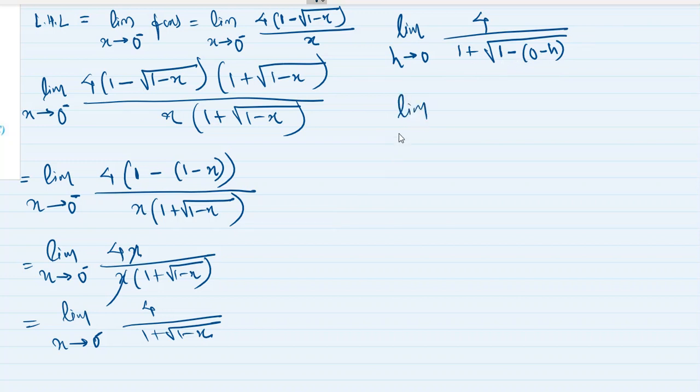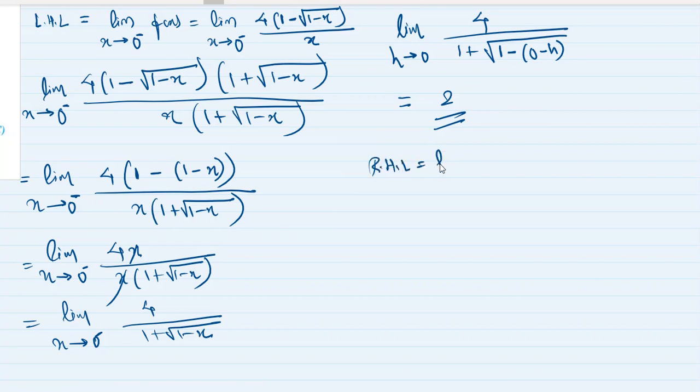So limit of h tends to 0 will be, hey, now there is no limit, we can directly find the answer. We can directly write the answer as 4 by 2 or 2, directly 2. Okay, so answer comes out to be 2 in this LHL case. Now what about the RHL case? Let's write the RHL case.